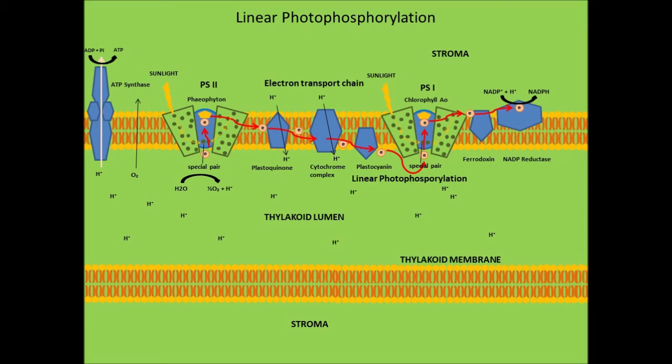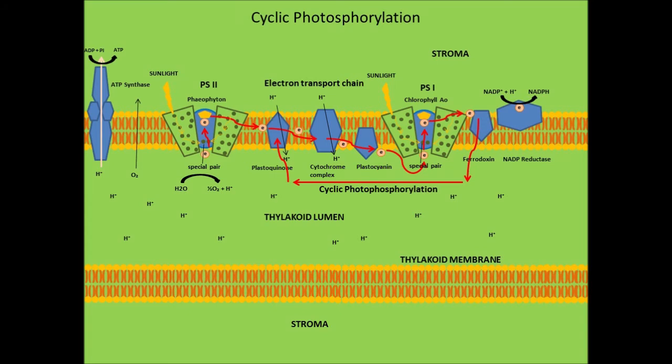Linear photophosphorylation. The production of NADPH through the transfer of an electron to NADP reductase is the culmination of a process called linear photophosphorylation, since the electrons move in a linear fashion from water through photosystem 2 to plastocyanin to photosystem 1 and finally to NADP reductase, the molecule that produces the NADPH. The sequence of linear photophosphorylation is indicated in red in this diagram.